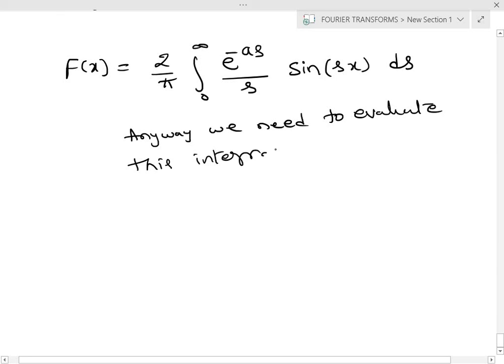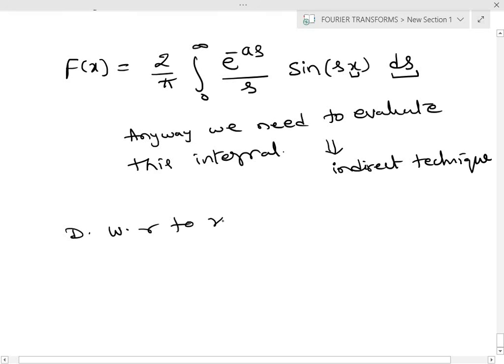So how will we evaluate this integral? I will go through some indirect technique. Here we need to integrate with respect to s, so the parameter x will be the parameter. Do one thing, differentiate with respect to x.